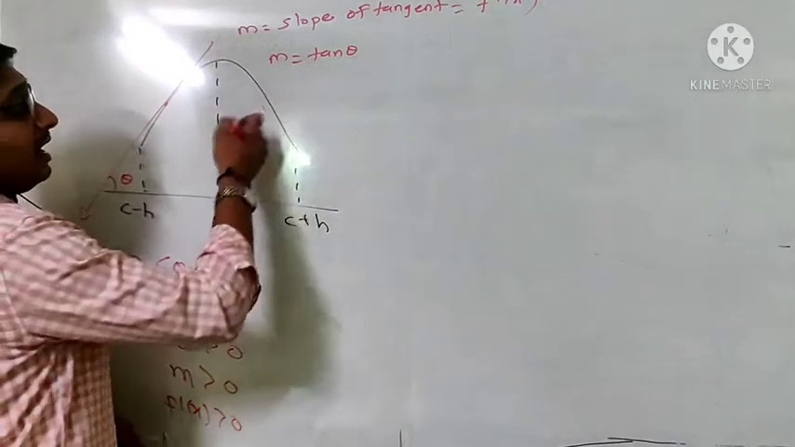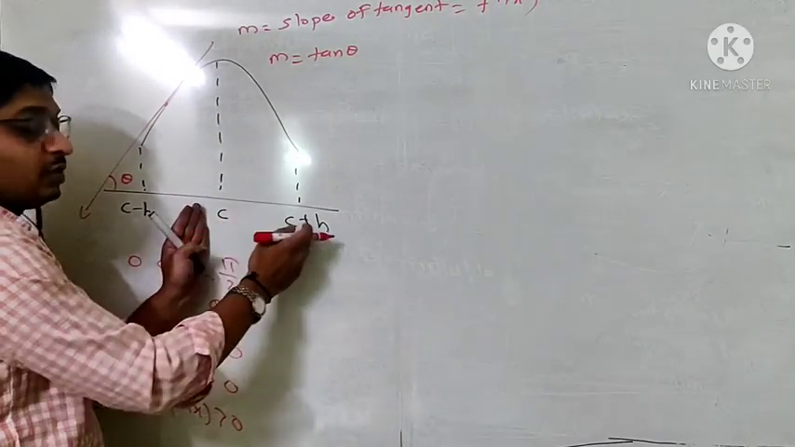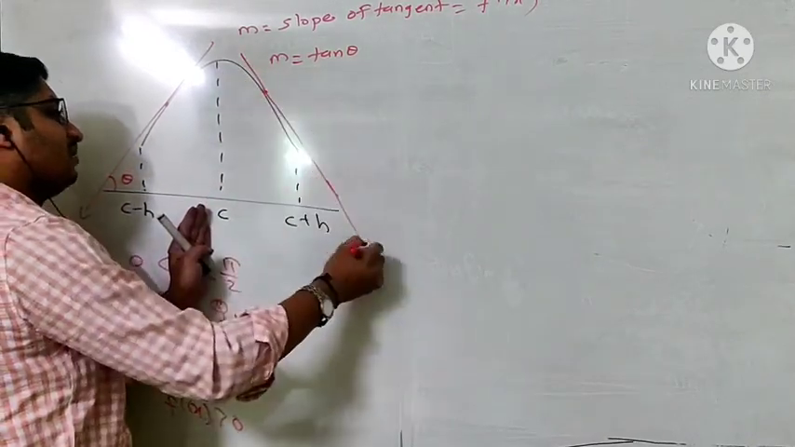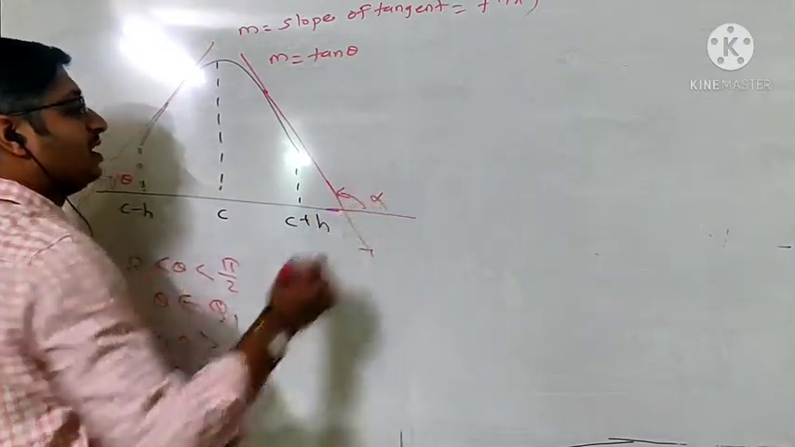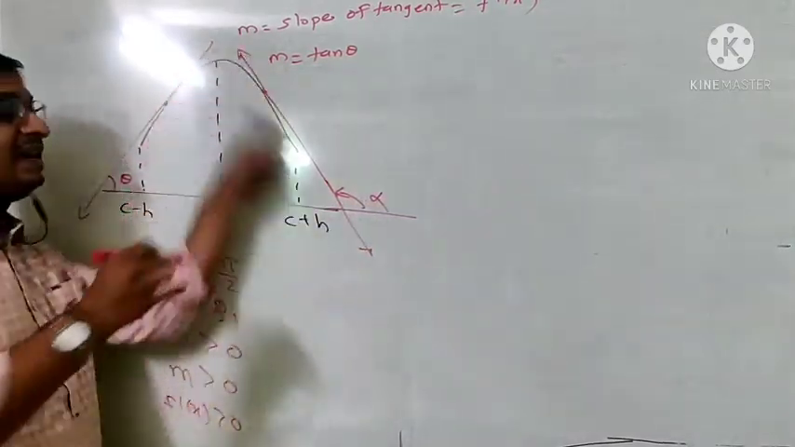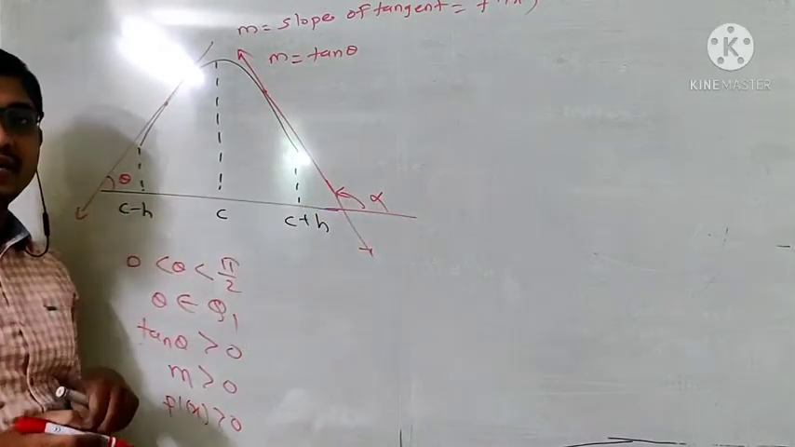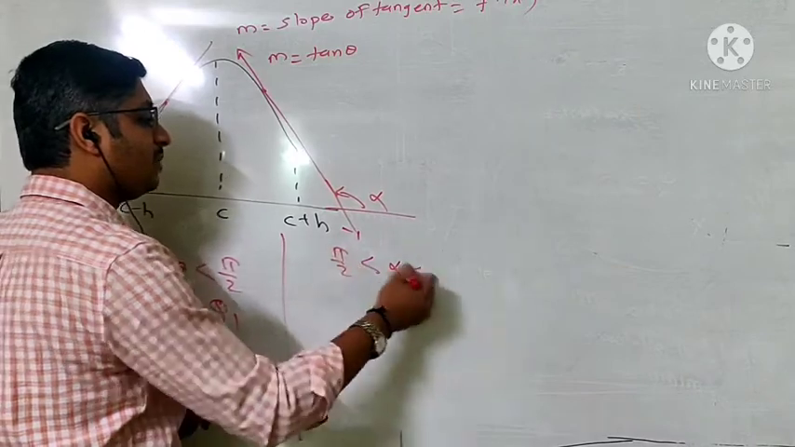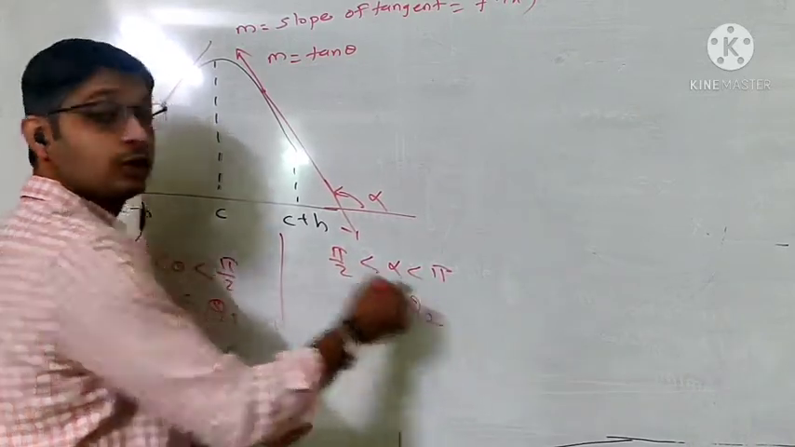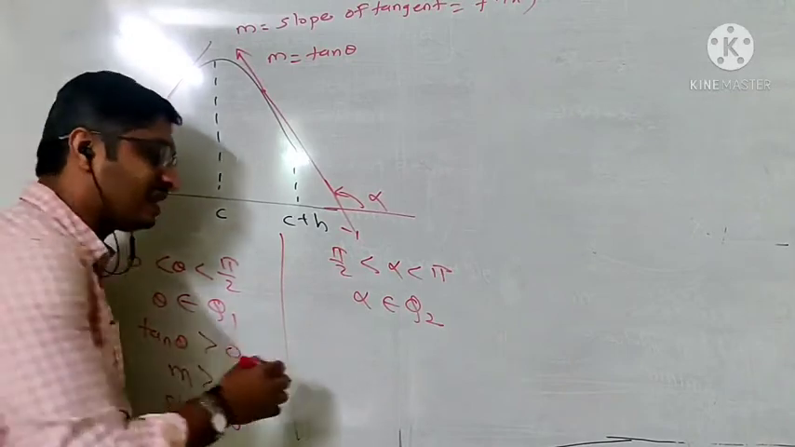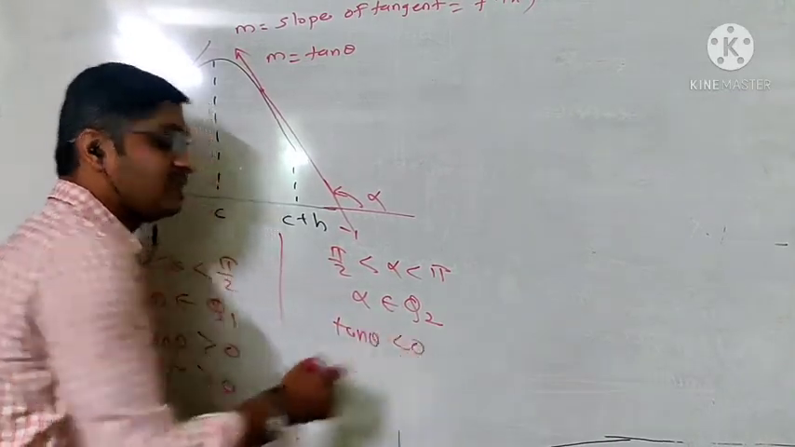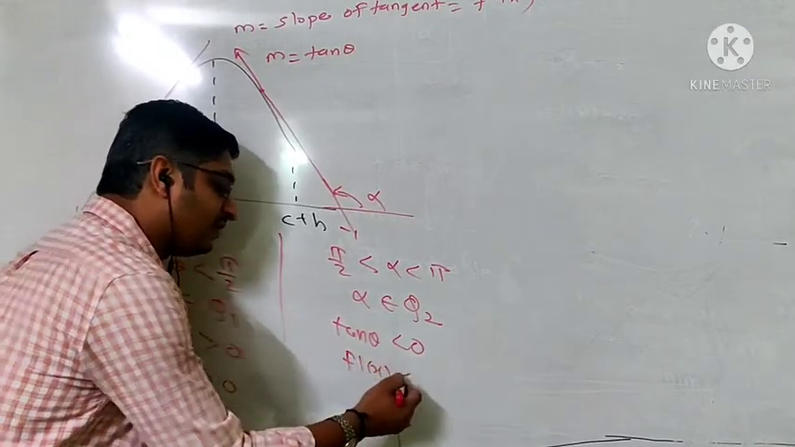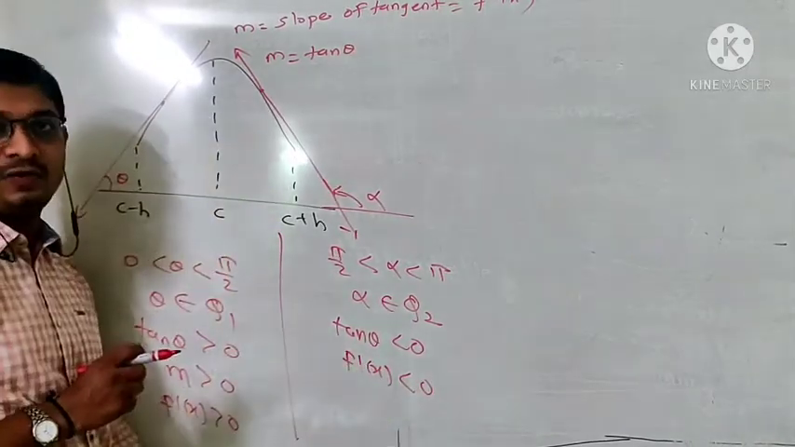Okay. If we take an interval from C to C plus h and we have taken any point and we have drawn a tangent there, it will be like this. So consider alpha to be the angle made by this tangent with the positive direction of x-axis. So here alpha must be lying between pi by 2 to pi. That means alpha belongs to the second quadrant. Okay, in the second quadrant tan theta is always negative. That means my slope is negative, which gives me my first order derivative to be negative values.